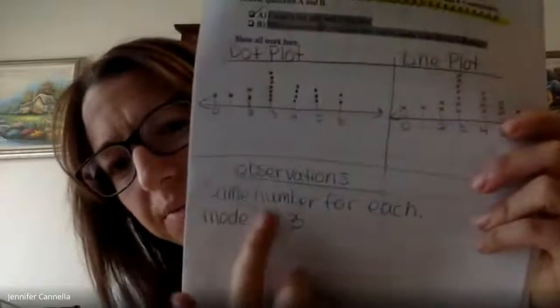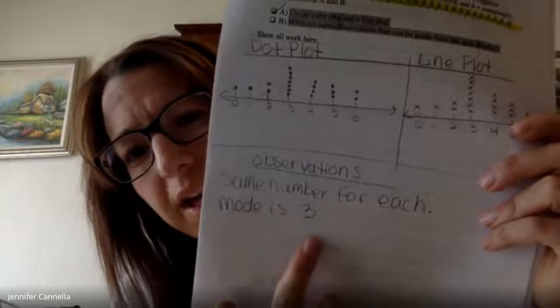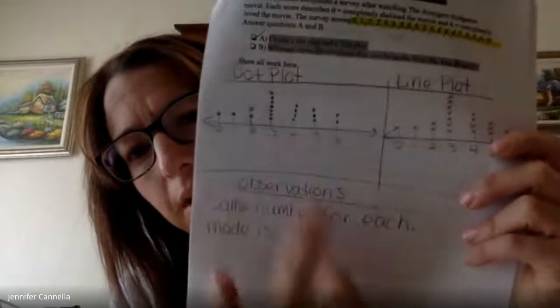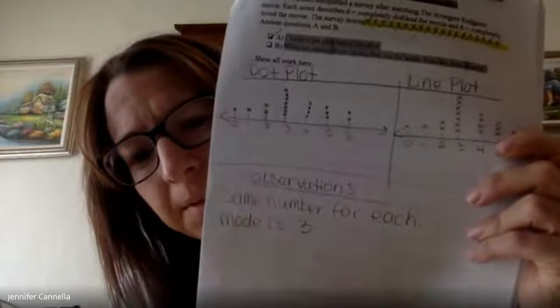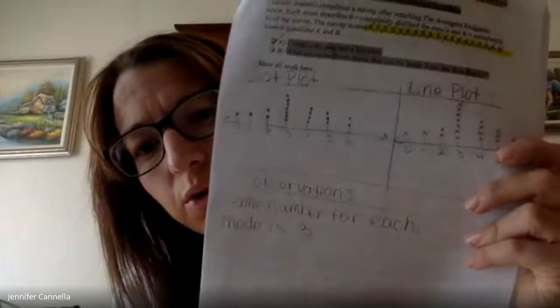There are 19 dots, 19 X's in both of them. Right? There's a lot of differences. So for example, I just put one observation when I did this. You can put more than one. I just put that the same number for each. The mode is 3. So you can put mode is 3 for both. You can say that they both have 19. There are 19 in total.